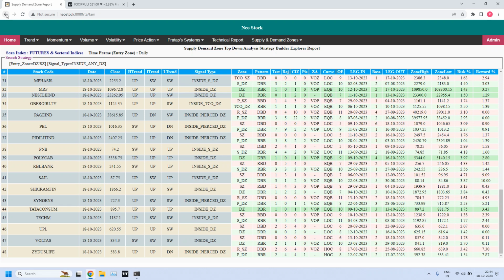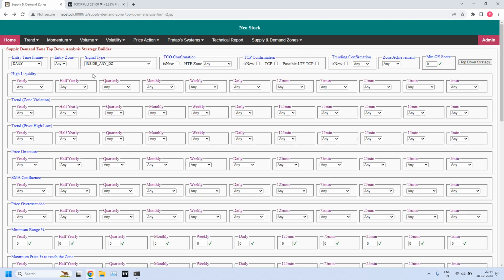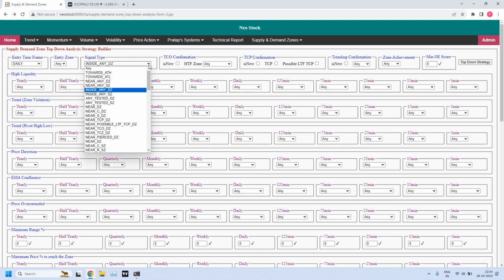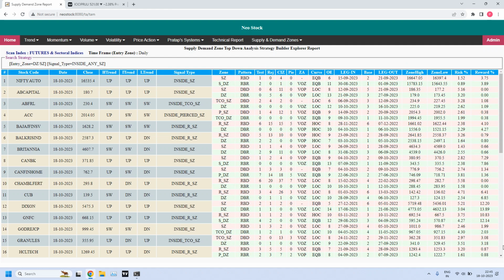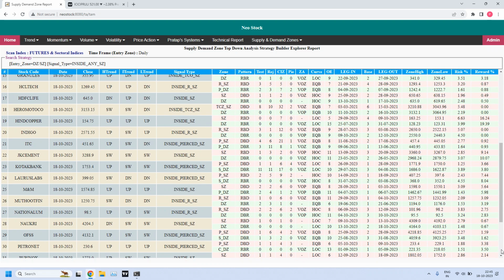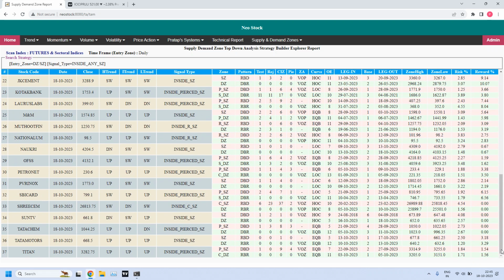So let's go back. Let us find the stocks for entry time frame daily. Let us find the stocks which are closed inside daily supply zone. So supply zone is also having a good list. Good number of stocks are there. So here also we have 37 stocks closed inside daily supply zone. That means there is going to be a fight between bulls and bears tomorrow. This report is clearly indicating.